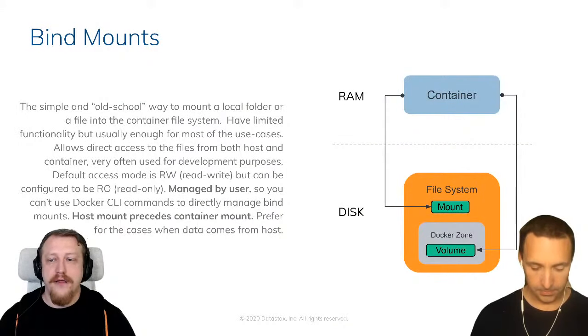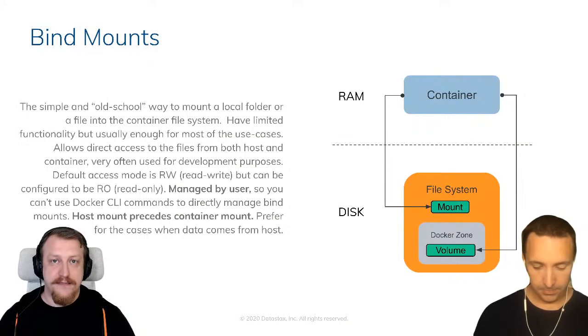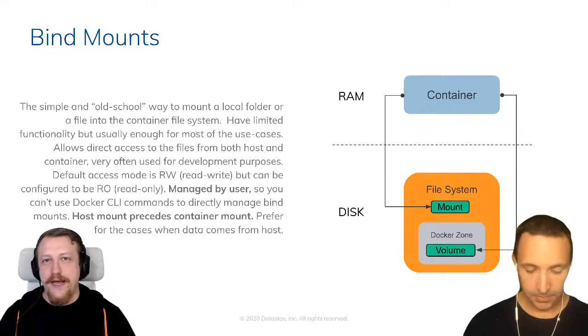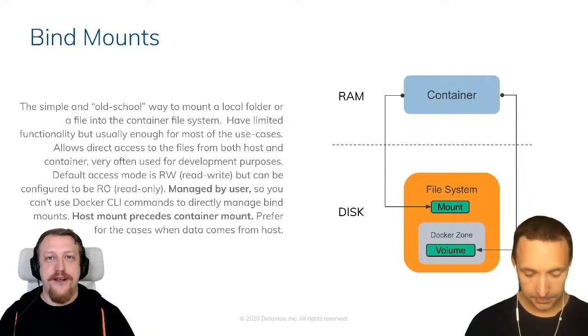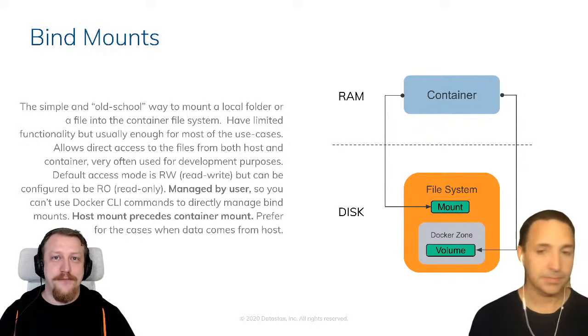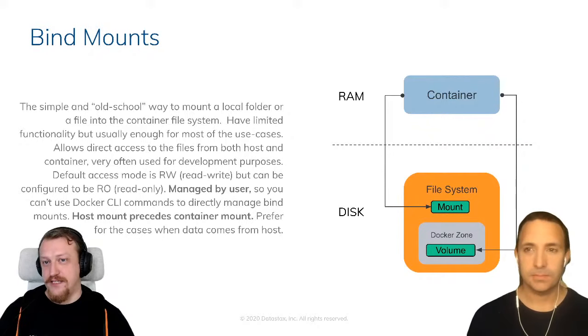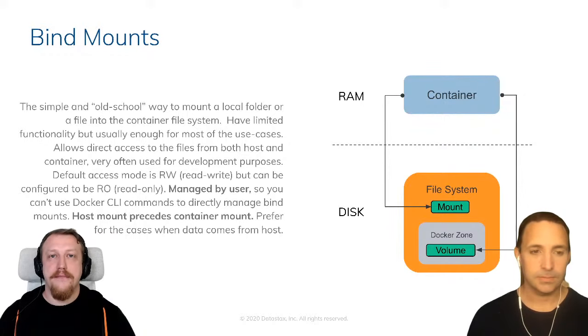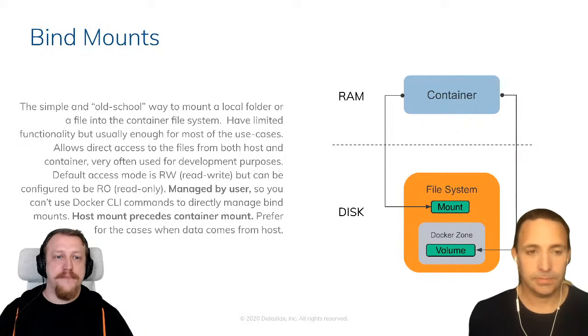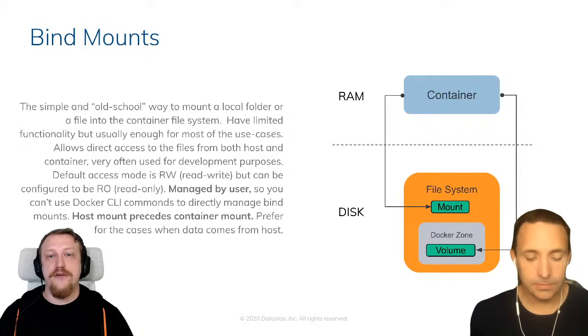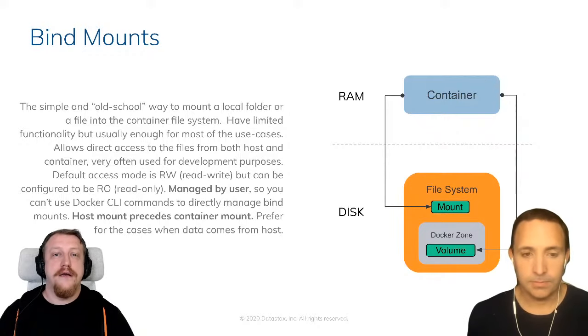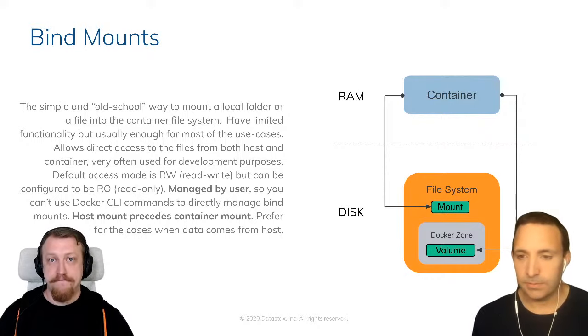In general, there are two main ways. Technically, there are three ways, but the third way is a temporary FS in random access memory, so we don't cover it. It's not persistent, and we speak about persistent data. First way is bind mounts. Bind mounts is a very simple idea. It's just a way to mount a local folder into the container file system.